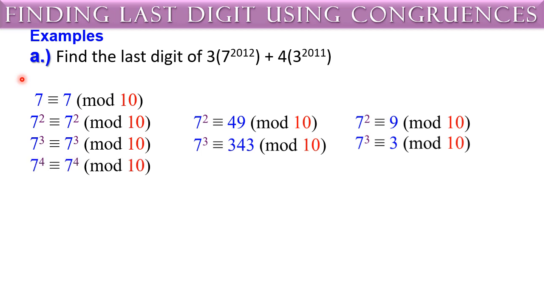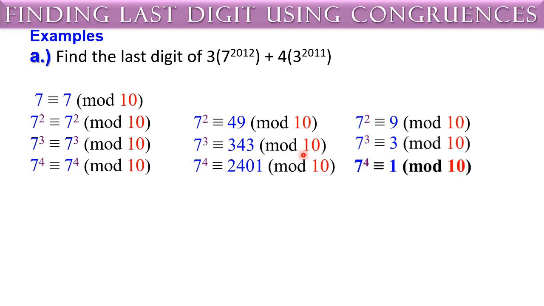7 raised to 4 is congruent to 7 raised to 4 modulo 10. Simplifying, we have 7 raised to 4 is congruent to 2401 modulo 10. Simplifying it further, we will have 7 raised to 4 is congruent to 1 modulo 10. Therefore, if we divide 7 raised to 4 by 10, it will leave a remainder of 1. Since we have a residue of 1 here, this is the fact that we are going to use to be able to solve our problem.